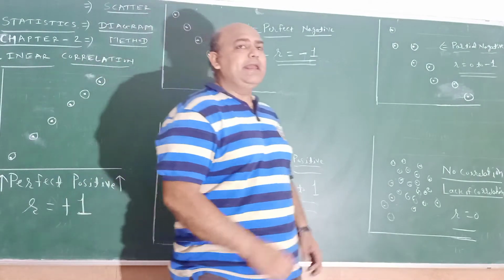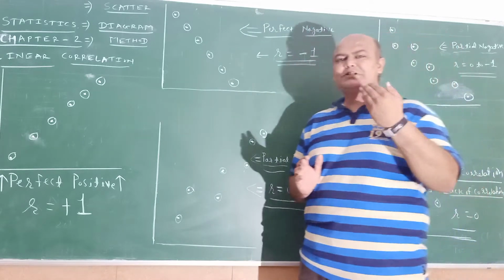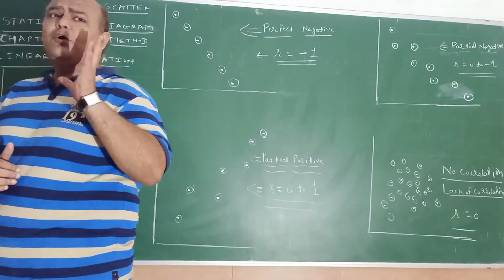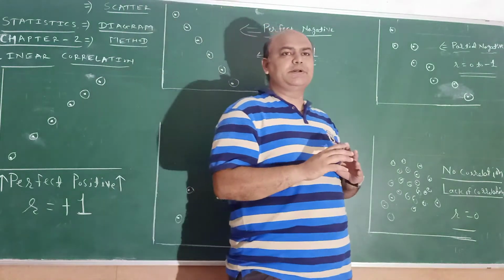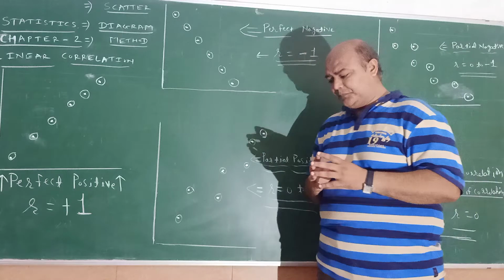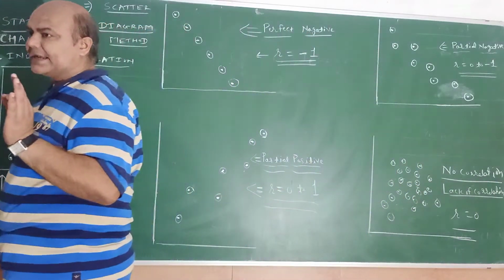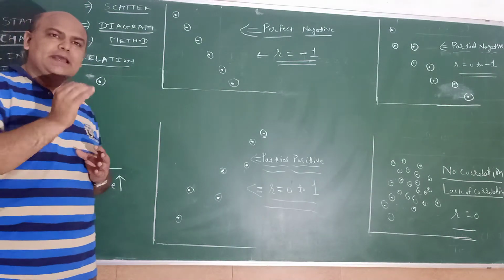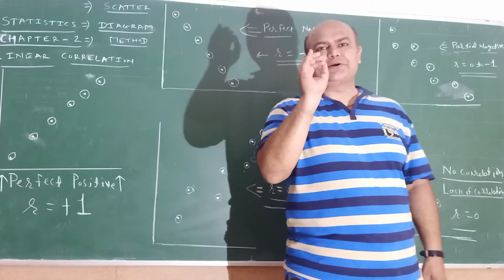I explained to you the concept of correlation. What is correlation? What is linear correlation? I also explained to you the different methods of correlation. Three methods are there in this chapter. First, scatter diagram method. Second, Karl Pearson's method of correlation, and third, Professor Spearman's rank correlation method.